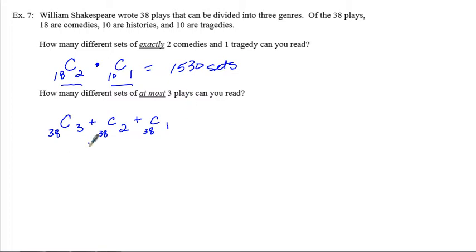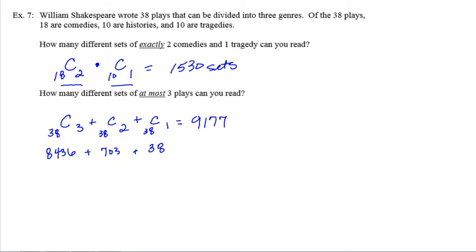So we would evaluate each of these using our calculator and sum them up. So this happens 8,436 different ways, because it's a combination of 3 of the 38, and there's so many different ways you could combine those to make a group of 3. Only 703 different ways to get a group of 2, and only 38 ways to get a group of 1, right? There's 38 plays. So if we were to add those all together, 9,177 different ways you could read at most 3 of the plays, regardless of what genre they were.